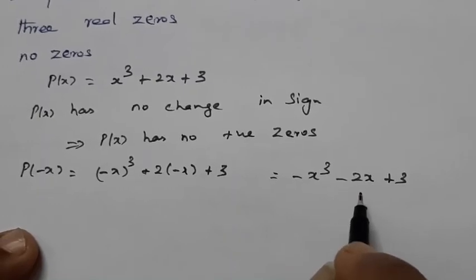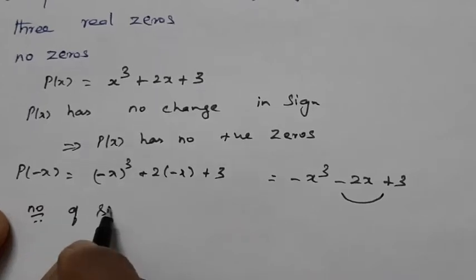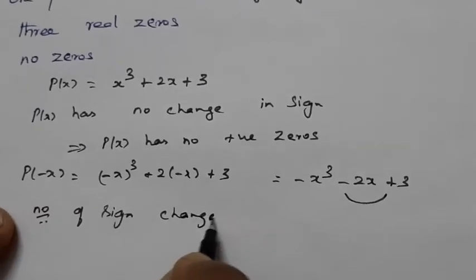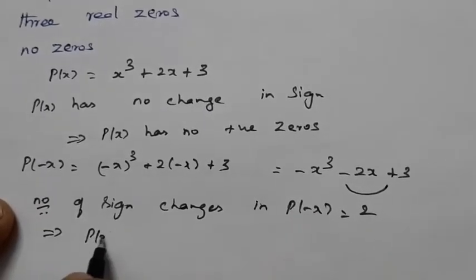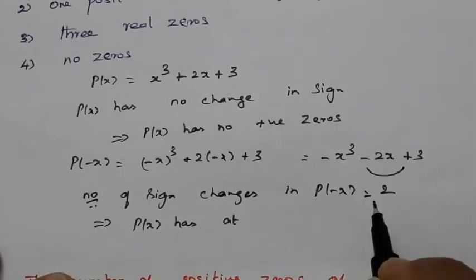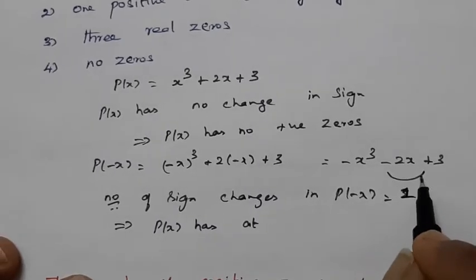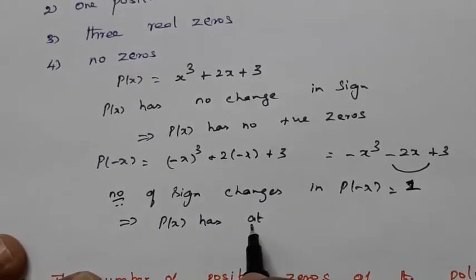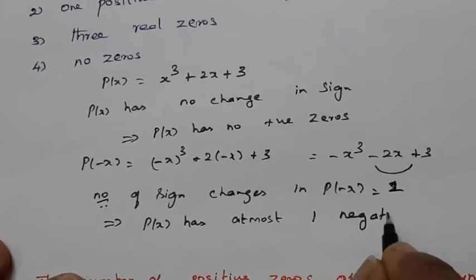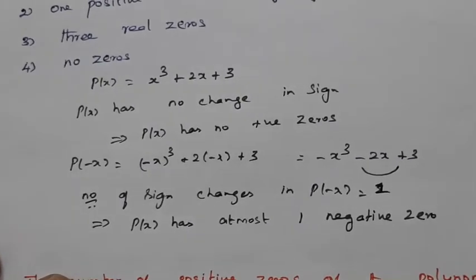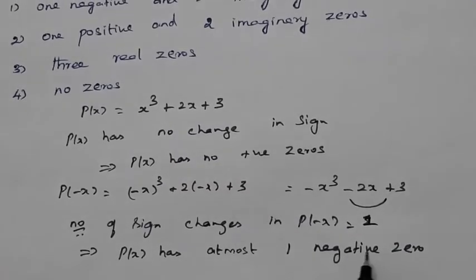Here, how many sign changes? Only one, from minus to plus. So the number of sign changes in p of minus x is 1. This implies that p of x has at most 1 negative zero. Okay, 1 negative zero. And what is the degree of the polynomial? It is 3. So it has no positive zero and 1 negative zero.